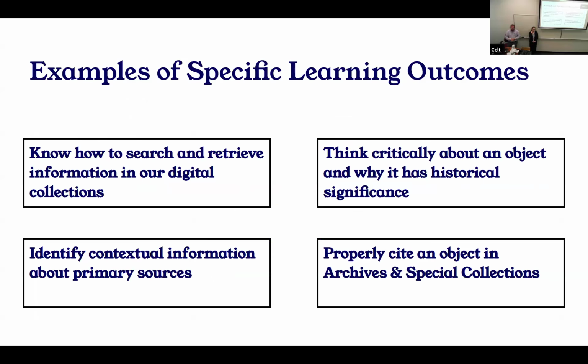Examples of specific learning outcomes. These are just some examples of things that we've worked on with faculty members in the classroom. So knowing how to search and retrieve information in our digital collections, actually spending a classroom period just providing instruction on how to access the newspapers that are online or the yearbooks. They're on separate platforms, so there's going to be different ways to search for these things, which are different than searching within the library catalog itself.